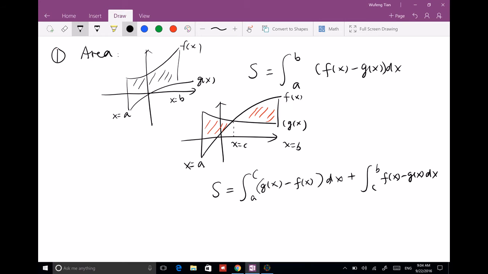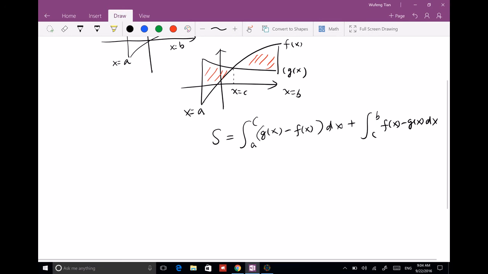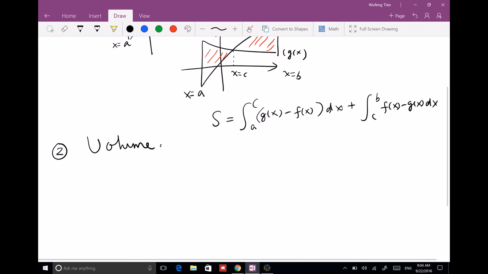The second thing we did is volume. Volume, we have two different formulas. Let me write it better. We did volume. Volume is, the first one is what method? Is the disk method.